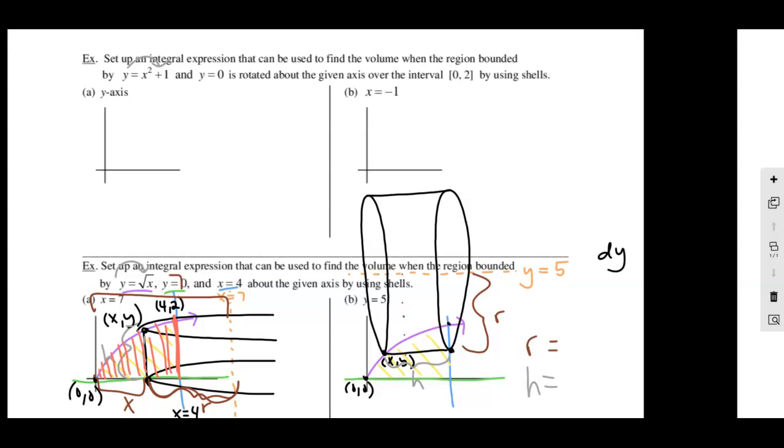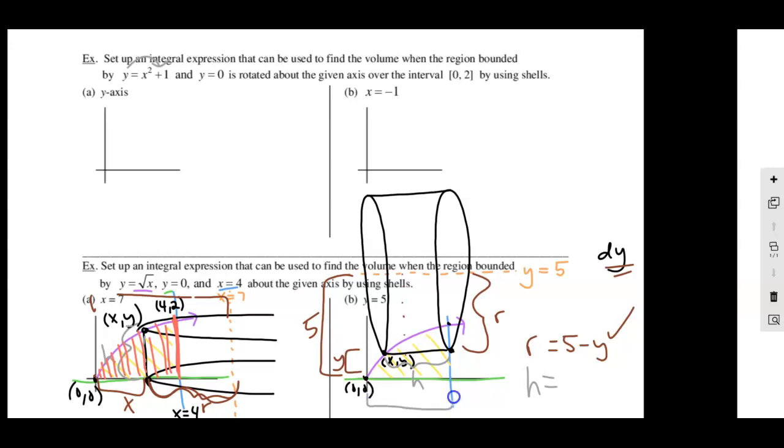Let's do the radius first. Might as well. This whole distance was 5. Remember, the horizontal line was up at 5, so that whole distance is 5. This vertical distance is y, so therefore my radius is going to be 5 minus y. Do I need to switch the y into the square root of x? No, because this is a dy integration. So actually, that's the correct variable. That's the one that's correct off the get-go. That means when I find the h, I'm going to have to do some switching.